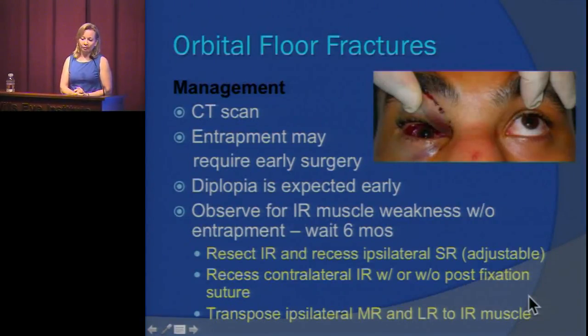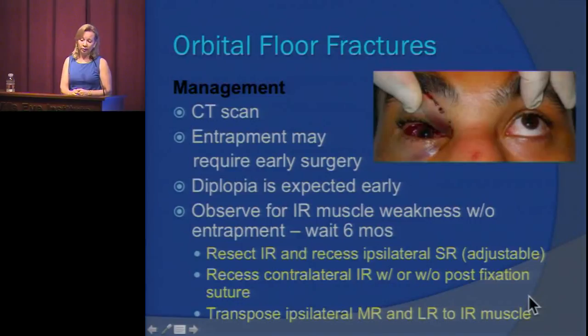The management of orbital floor fractures will include a CT scan to see what the extent of the floor fracture is. The entrapment may require early surgery, especially if there's bradycardia and syncope. Diplopia in those situations will be expected early. And then you'll observe the inferior rectus muscle weakness for recovery when there's no entrapment and wait about 6 months to see if that nerve will recover.